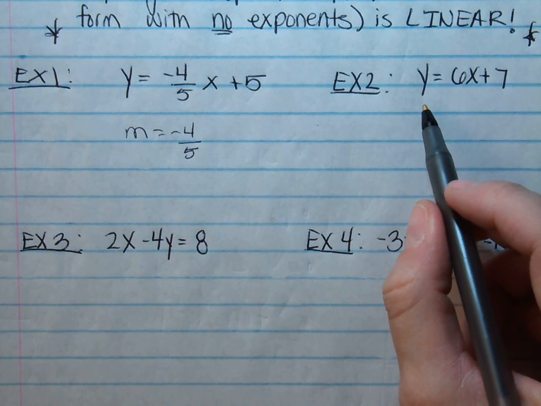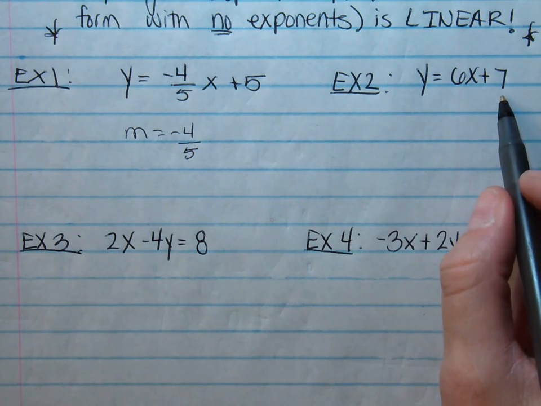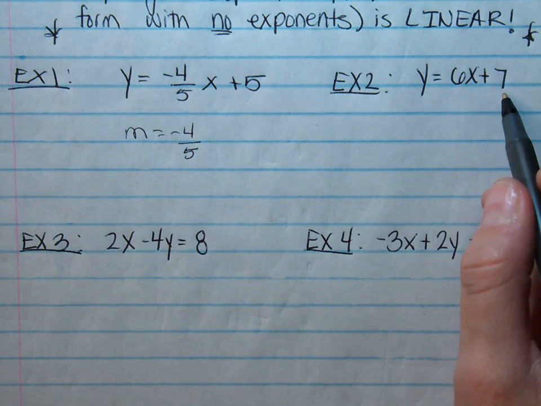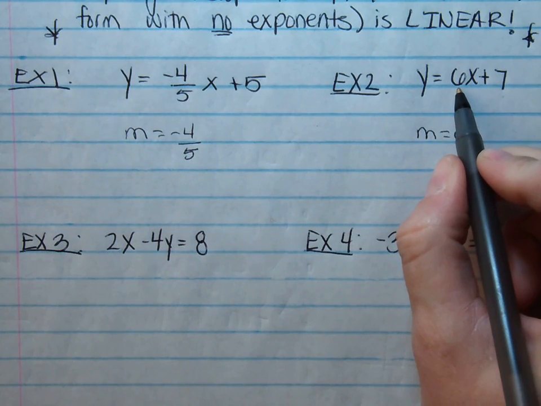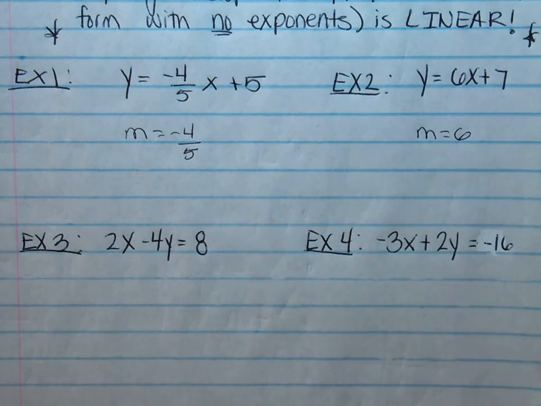Example 2, we have y equals 6x plus 7. Again, this is also in slope-intercept form, so we can say that our slope is 6 since the m is in front of the x.